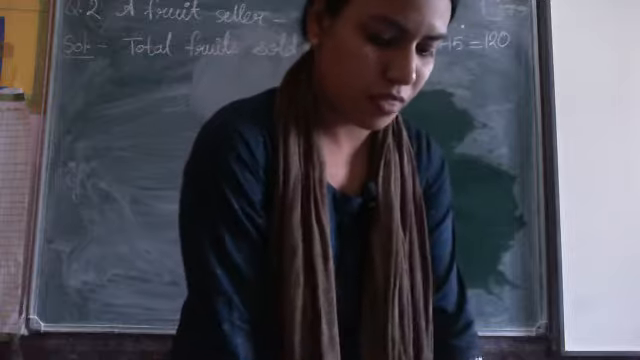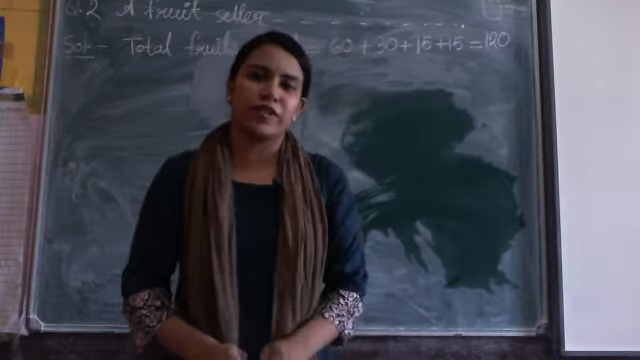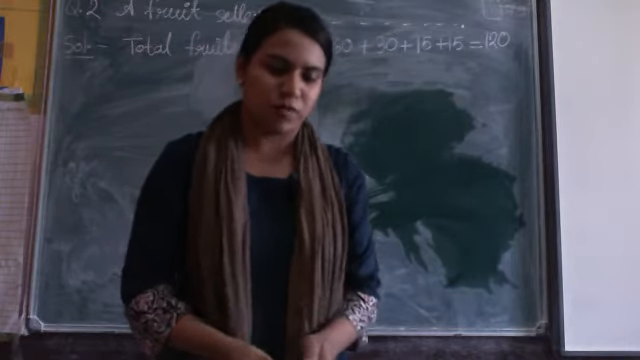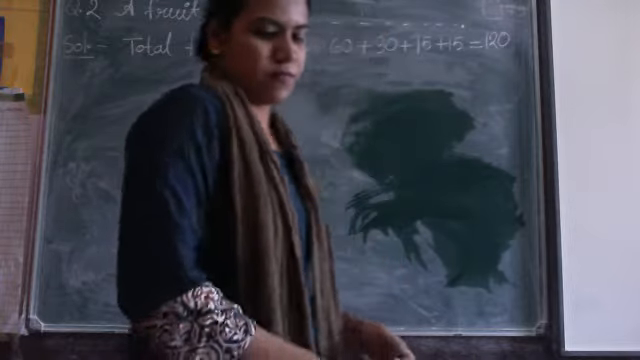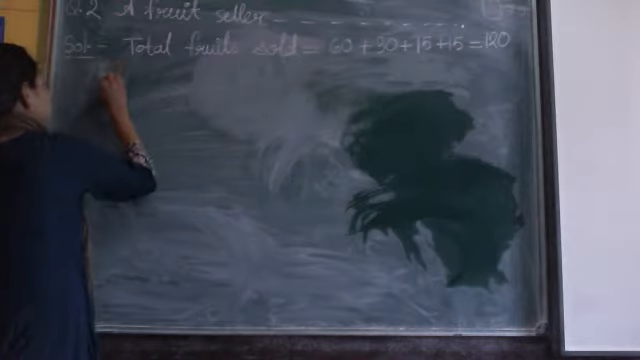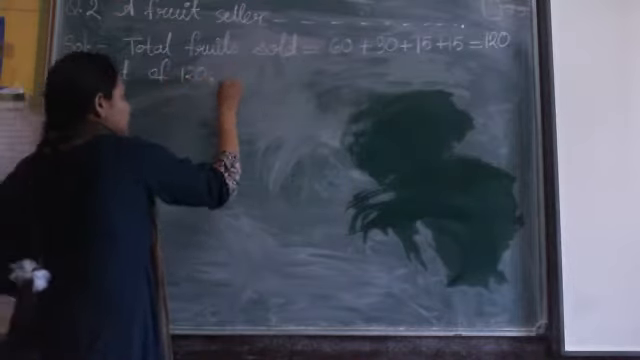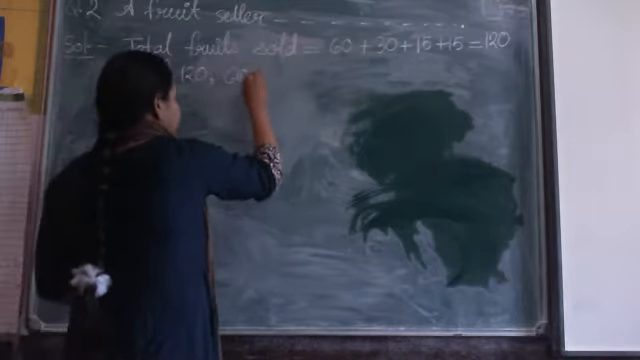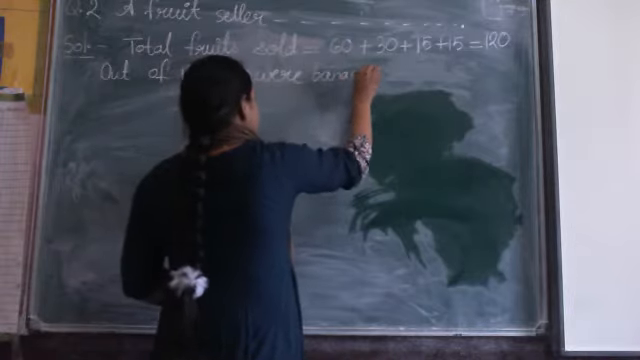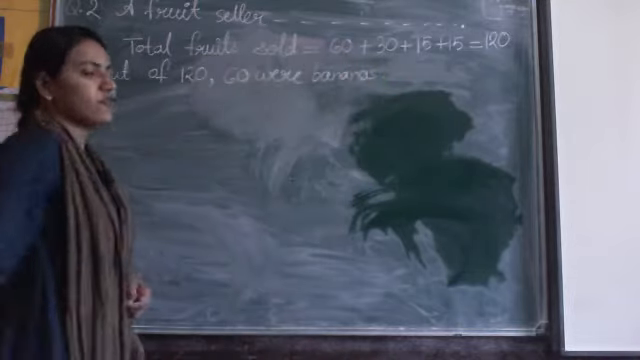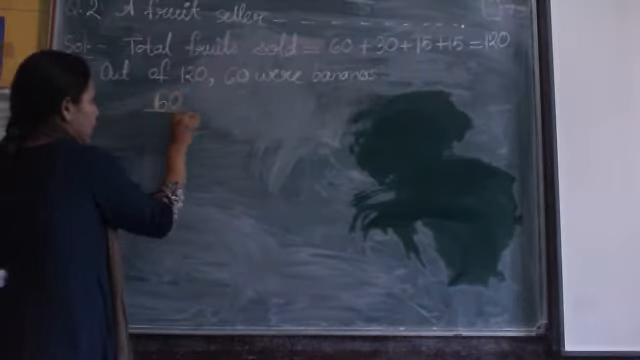Now to show the parts on the circle chart, what will we do? We will represent the number in fractional form. So let us represent: out of 120, 60 were bananas. Out of 120, 60 were bananas. So let me write 60 upon 120.